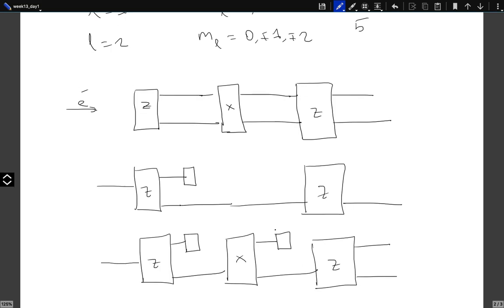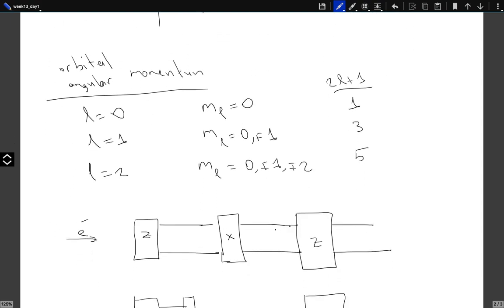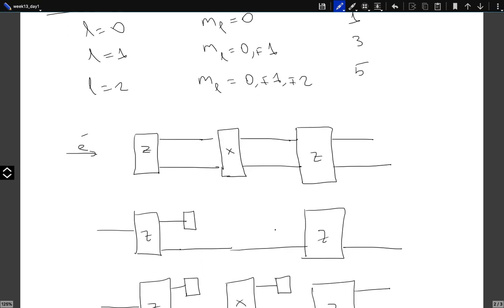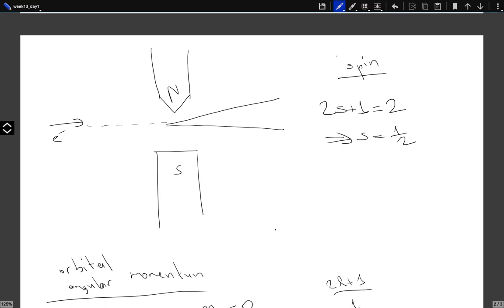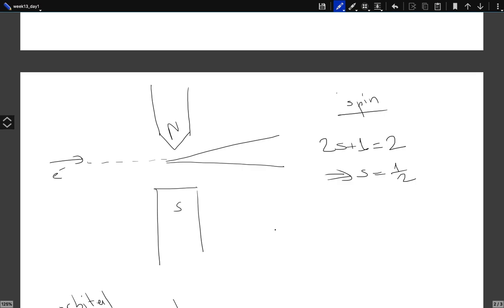Sure, sure. You see, when I say Z, it is such a system which has a non-uniform magnetic field along the Z-axis. When I say X, it is a system which has a non-uniform magnetic field along the X-axis. No, I'm not looking at it from the top. I'm just lazy to draw this picture. Whenever you see a rectangle, put this picture over there.